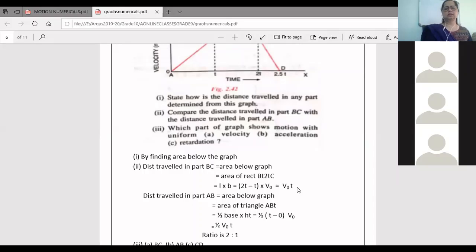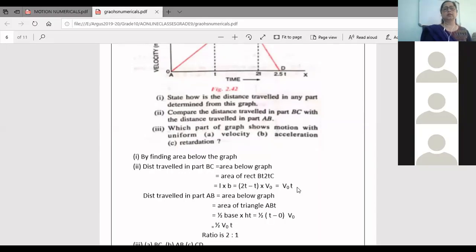So the distance traveled in BC is V0t, and the distance traveled in AB is half of V0t. So the ratio is 2:1. In BC the distance is double, and in AB it is half. Simple. Now what is the third question?